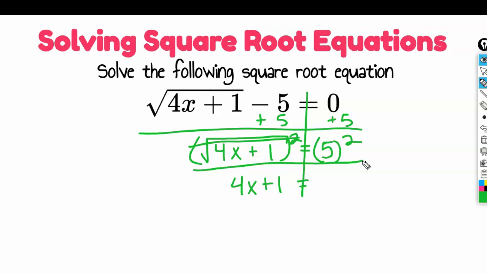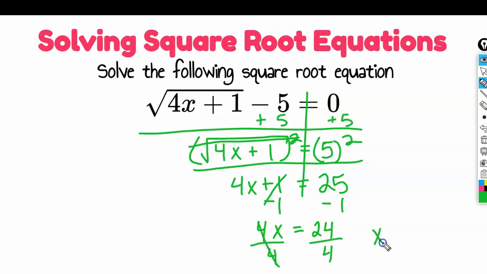So that leaves me with 4x plus 1 equals 5 squared, which is 5 times 5, which is 25. Then I can subtract 1. Then I can divide by 4. And I guess if you just really wanted Desmos to help you out with the basic maths of it, like 25 minus 1, 24 divided by 4, that's really what you could use Desmos to help you with, because I do want to see you work this out by hand.